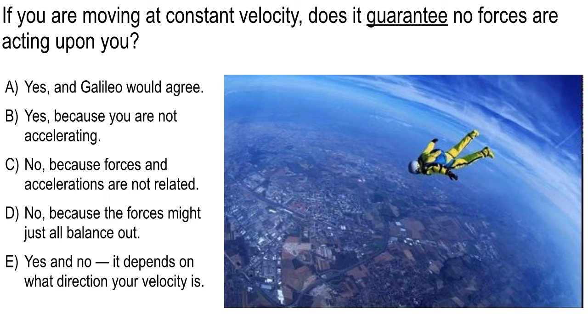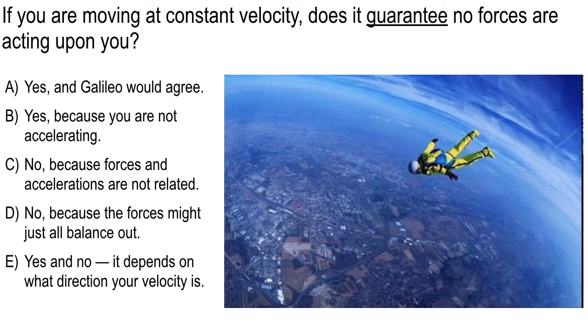You can see that a lot of people voted for D, but look at that, it's 42%, so that's less than a majority. That's what you call a plurality, but not a majority. The next biggest one was yes and no, it depends on what direction your velocity is. Well, let's take a look at the correct answer.